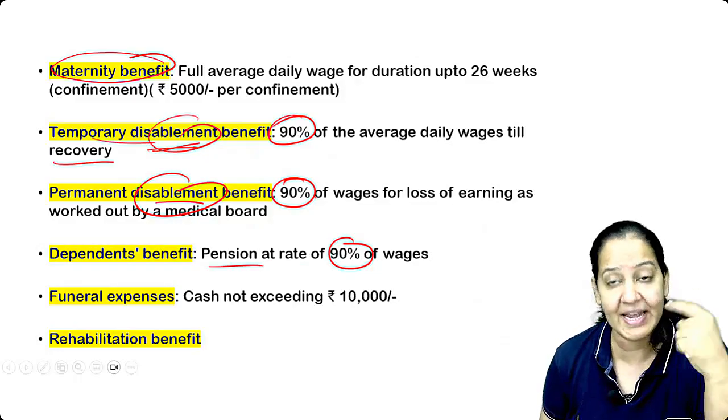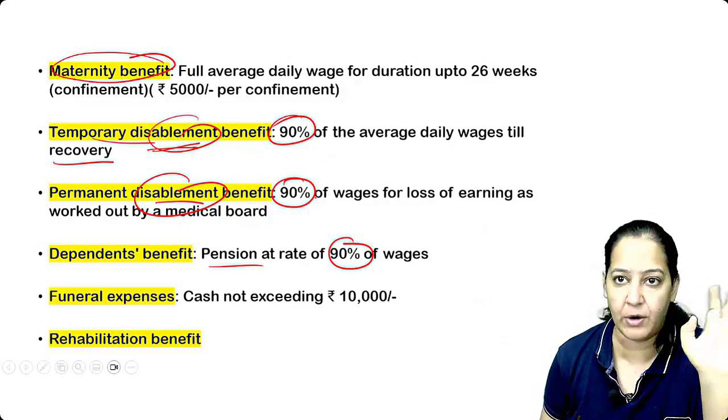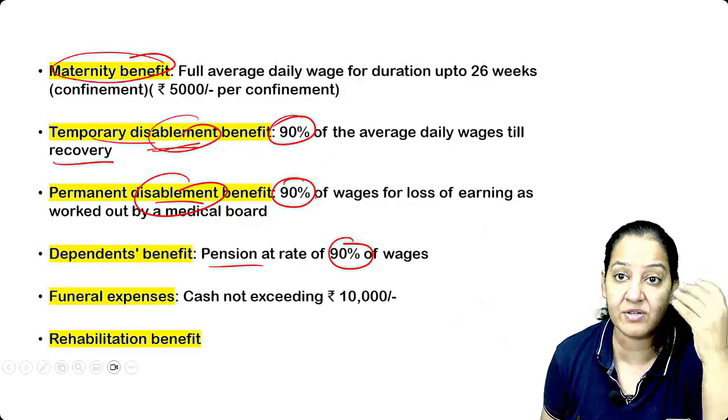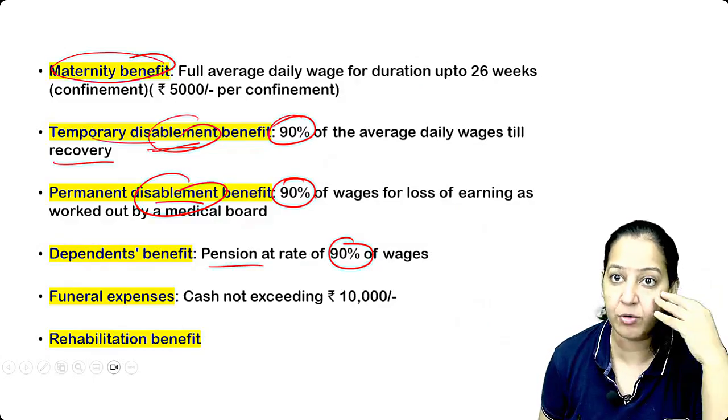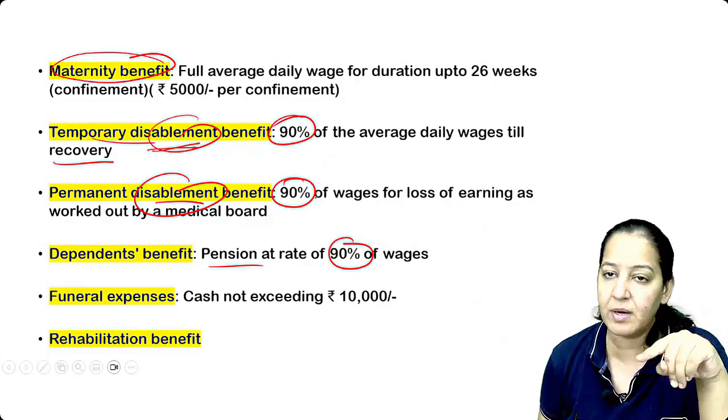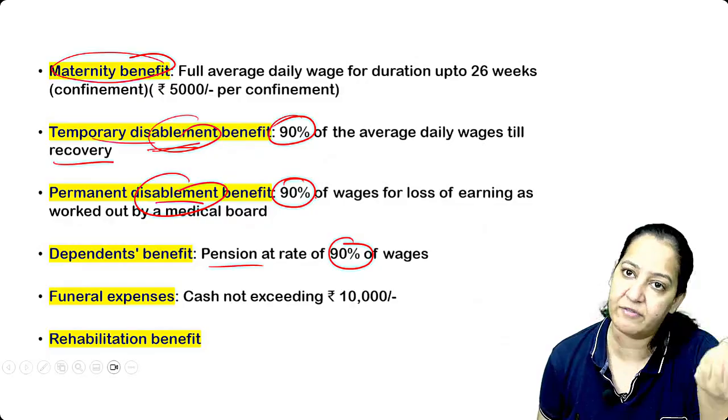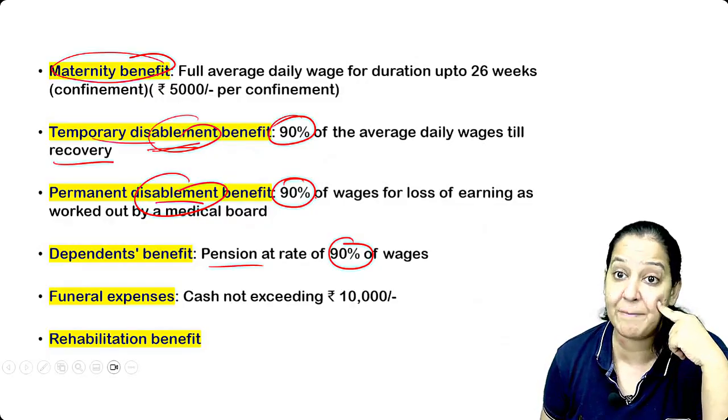The children less than 18 years. More than 18 years children, I will not give, because I will not consider them dependent. They can earn on their own. But the spouse I will give. If the husband is working, I will give to the wife. If the wife is working, I will give to the husband. The spouse will be applicable for the pension.